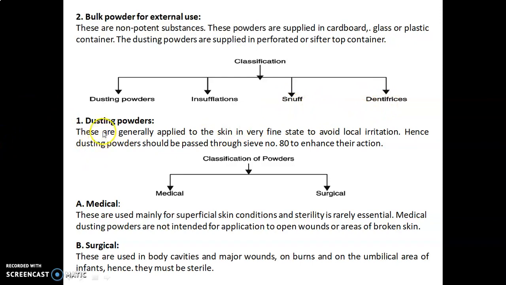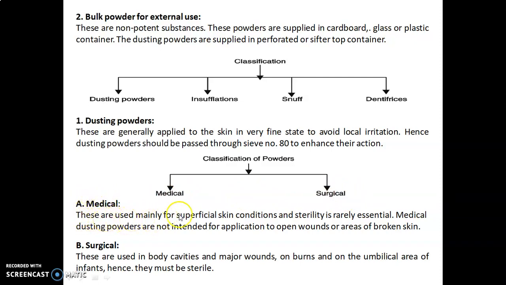We will discuss dusting powder. These are generally applied to the skin in a very fine state to avoid local irritation. Hence, the dusting powders should be passed through sieve number 80 to enhance their action. Classification of dusting powder is medical and surgical. There are two classes. We will discuss the medical one.